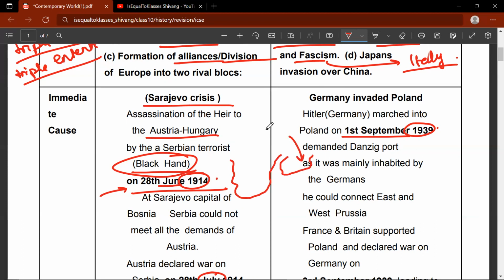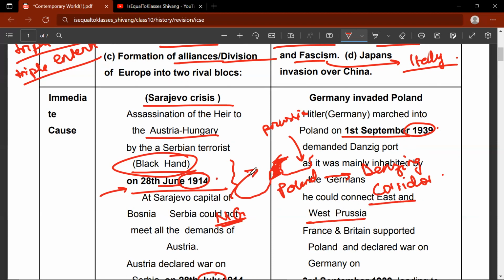So this was Prussia, and this was mainland Germany. This region was ceded to Poland, and this was also known as the Danzig Corridor, which Germany demanded because it wanted to connect the regions of Prussia and mainland Germany together. Okay, he could connect East and West Prussia. So this was West Prussia and this was East Prussia.